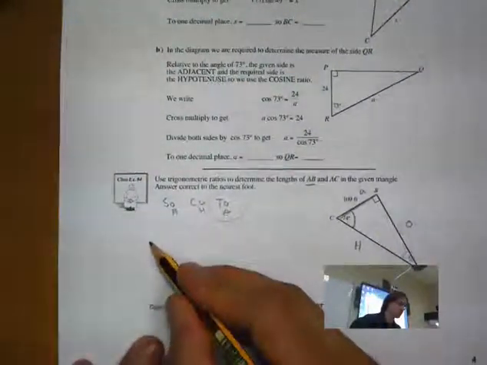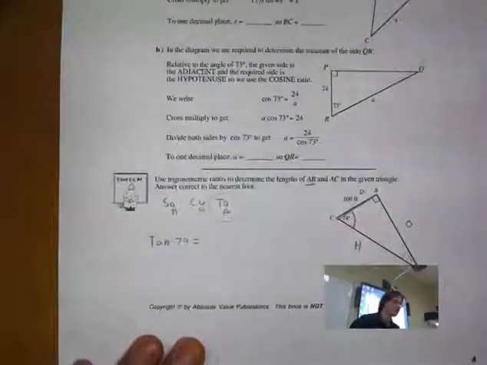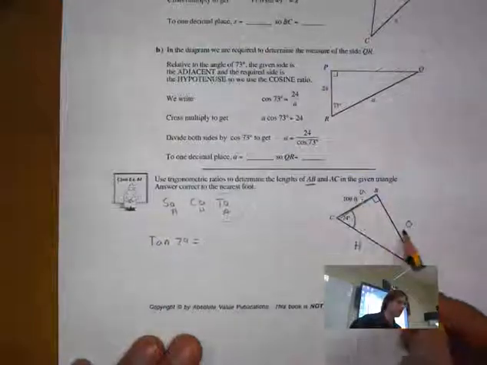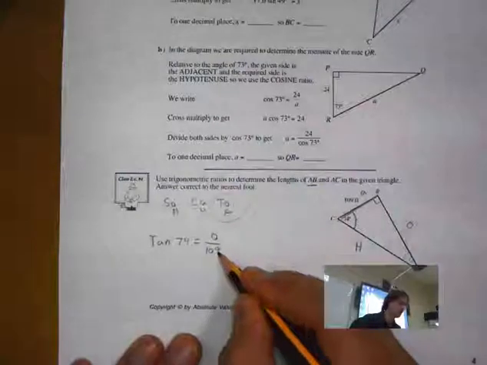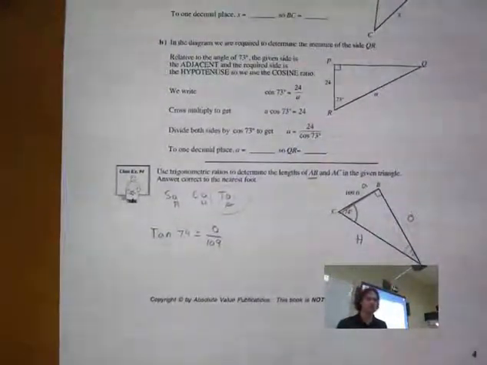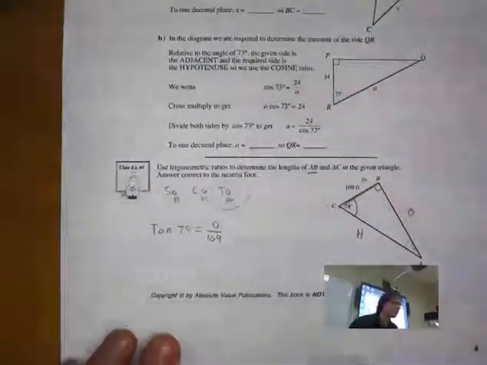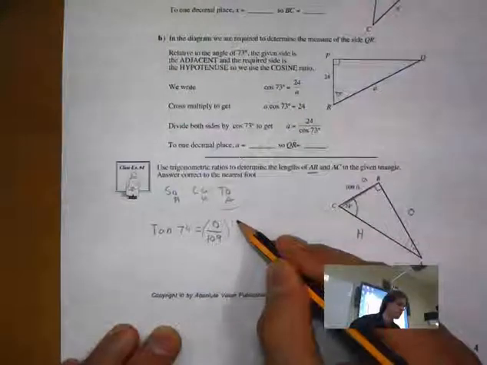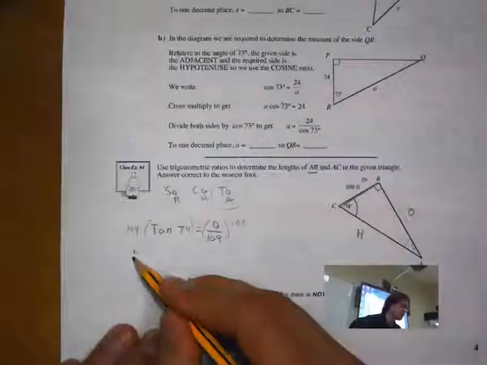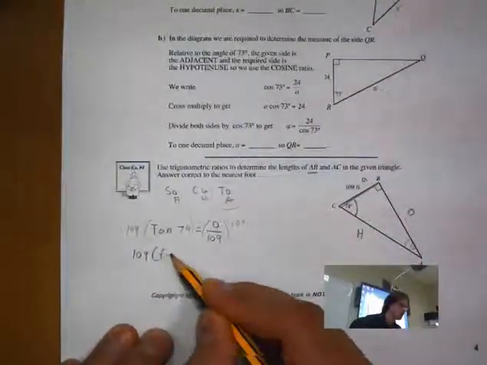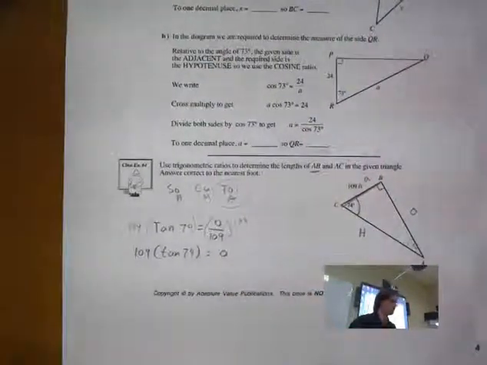So let's take a look at this. So we're going to go tan 74, tangent 74 is equal to opposite over adjacent. So opposite over my adjacent, which is 109. Okay? So we're going to rearrange this equation, so the opposite's by itself. So I multiplied both sides by 109. I end up getting 109 multiplied by tan 74 will give me my opposite.